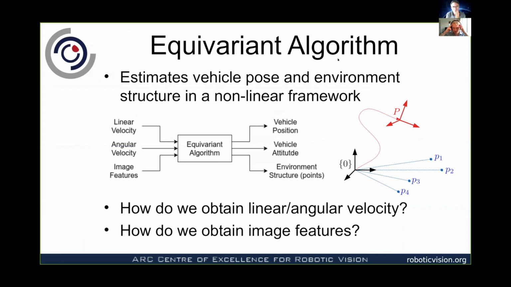I just want to talk a bit about how it all actually fits together. As Rob talked about, we have this VO or VSLAM algorithm. From this perspective, it takes in a linear velocity, an angular velocity, and some collection of image features that are being tracked. It spits out a vehicle position, an attitude, or pose, and some environment points. But to actually use this in a real system, the questions you need to answer are, how are you going to get image features, and how are you going to get linear and angular velocity? Because depending on your vehicle, these are really non-trivial questions.